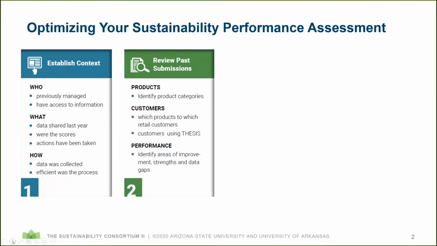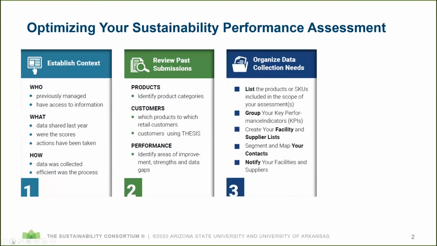Once you have this product and performance landscape, you're ready to organize your data collection needs. First, list your products or SKUs that are included in each category level assessment. Take note of key performance indicators, KPIs, that overlap across assessments. List out all your suppliers and facilities, including contract-owned. Next, segment and map your primary contacts according to who has data for which KPI.